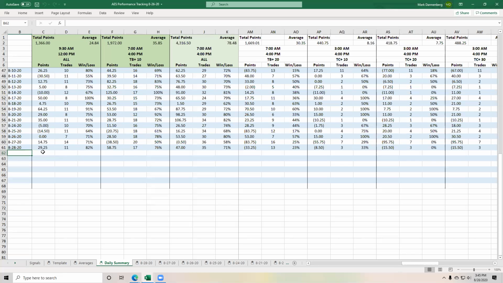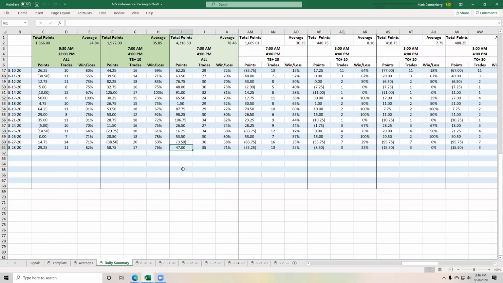So you can see here today that those categories all produce nice profits. The two that we plug into our personal trading plan: 9:30 to noon, 29.25 points, and then the trend bias and continuation trades, 58.75 points. And then, of course, the category that we consider to be optimum in terms of balancing win-loss ratio, point production, so profits, and also the number of losing days. When we balance that with all the categories, the 7 a.m. to 4 p.m. category, all signals, is the optimum producing category.